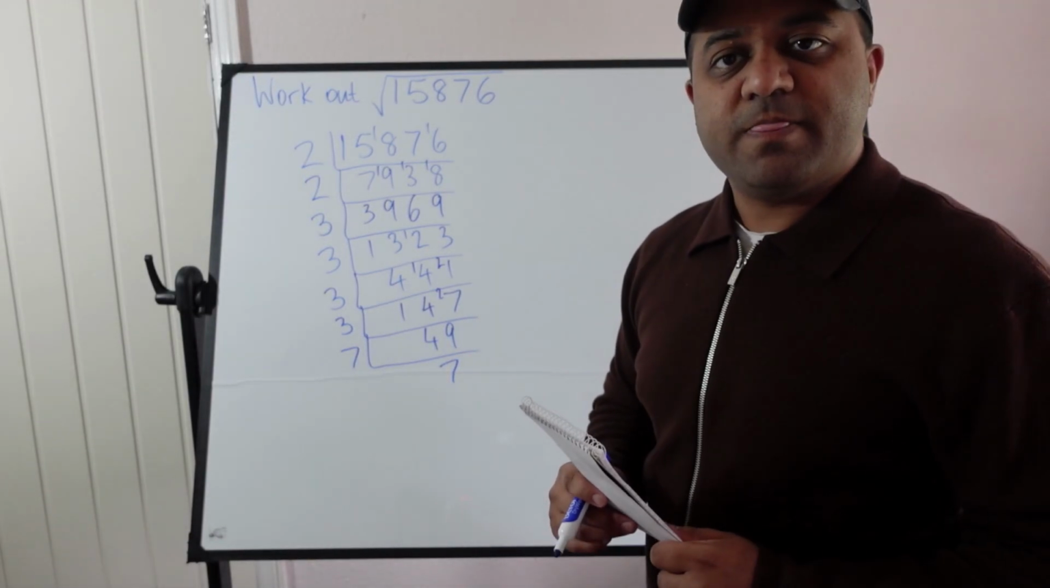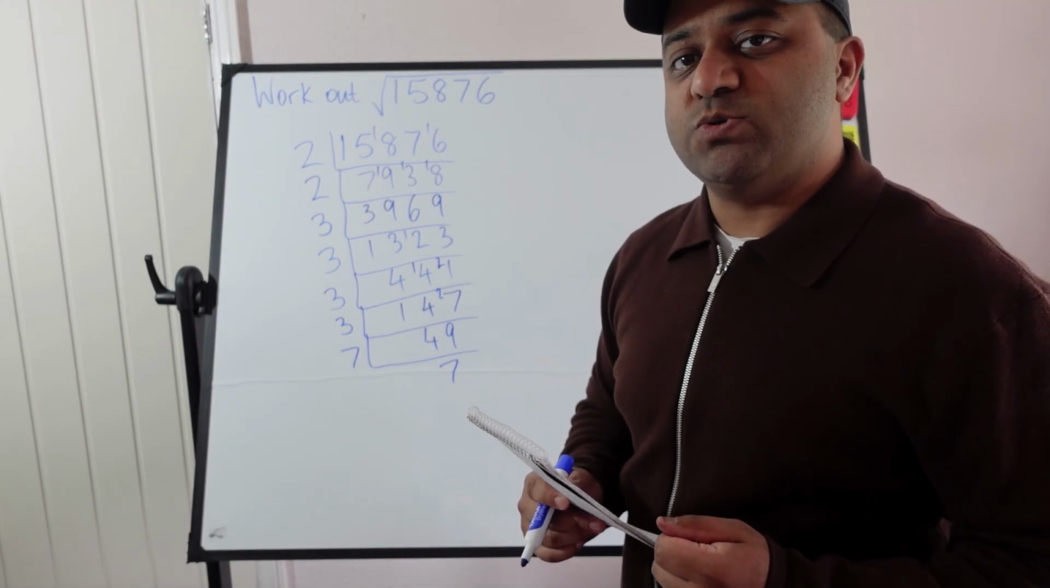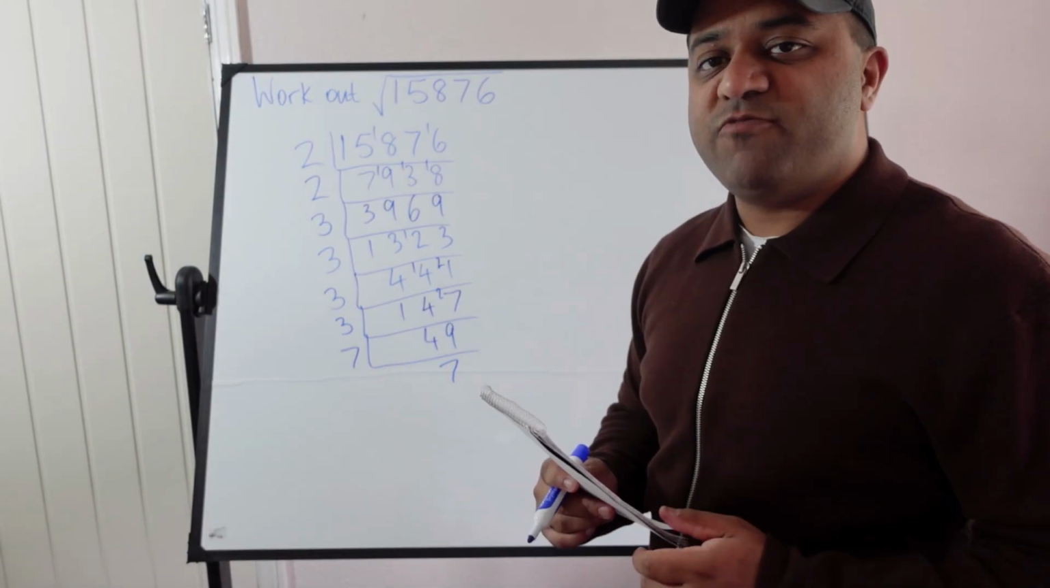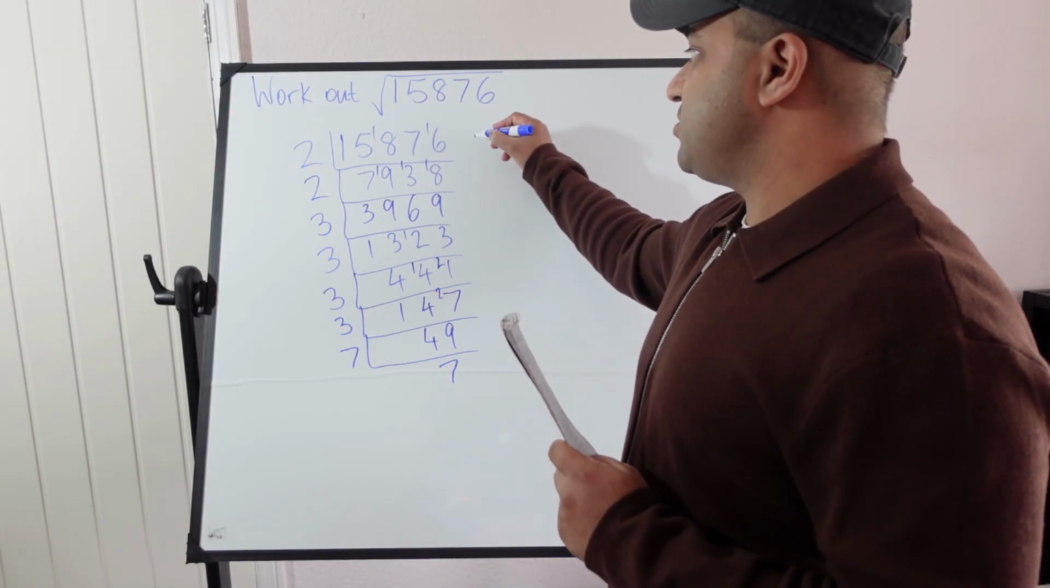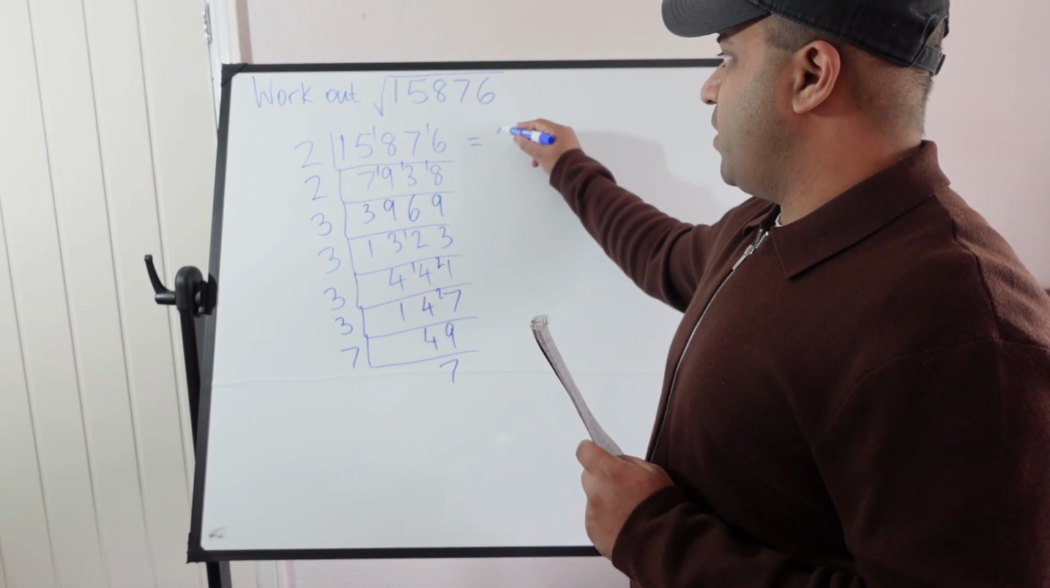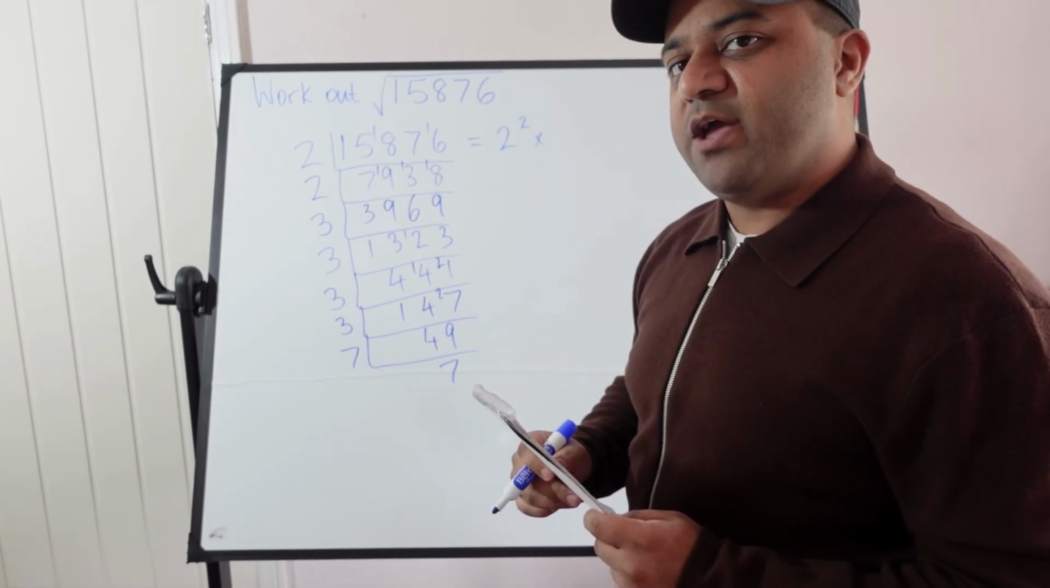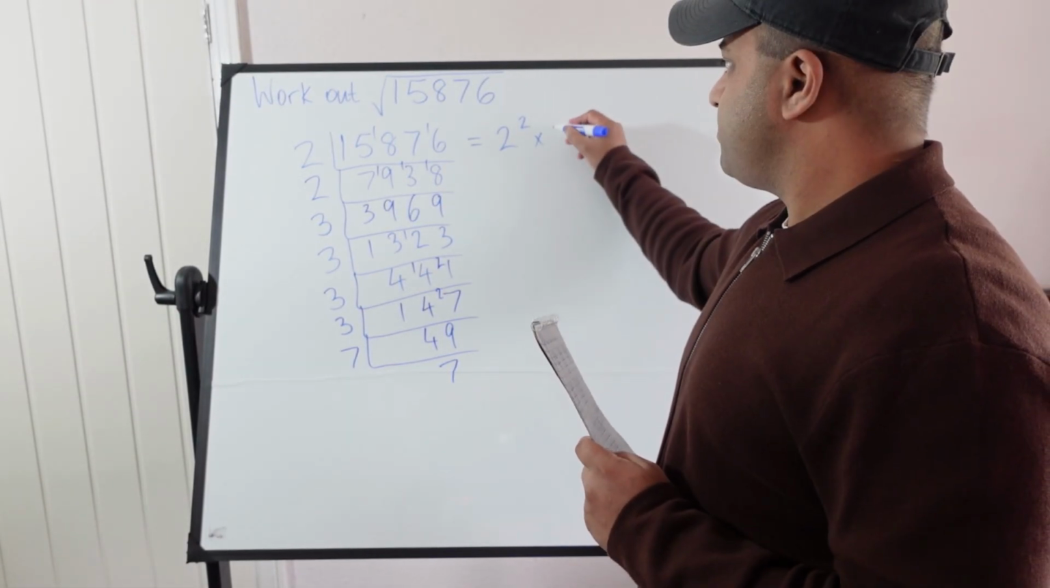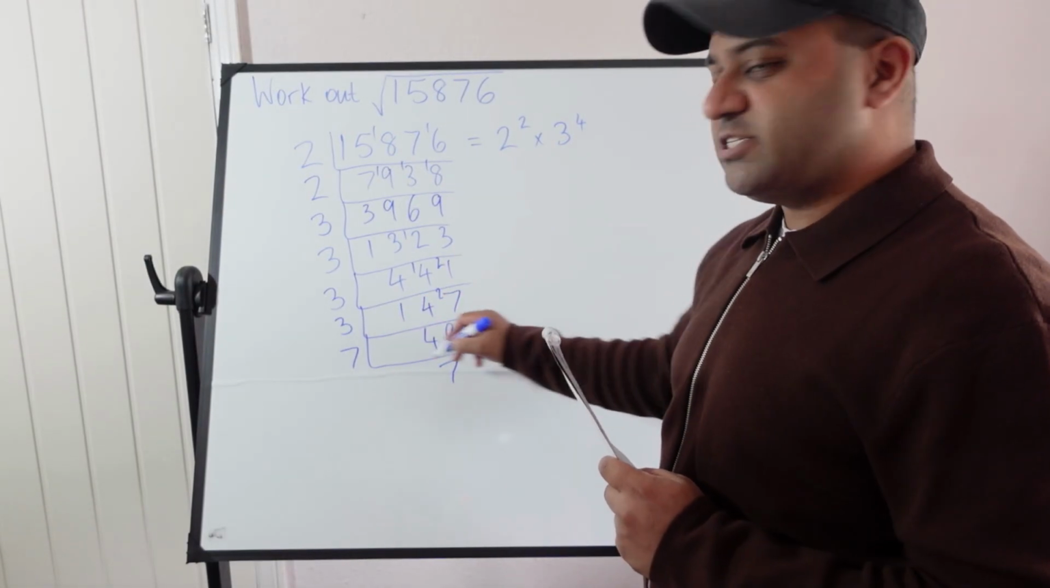So there we have it. We've now broken down the number into its primes. So let's write down 15,876, which is 2 squared multiplied by 3 to the power of 4 multiplied by 7 squared.